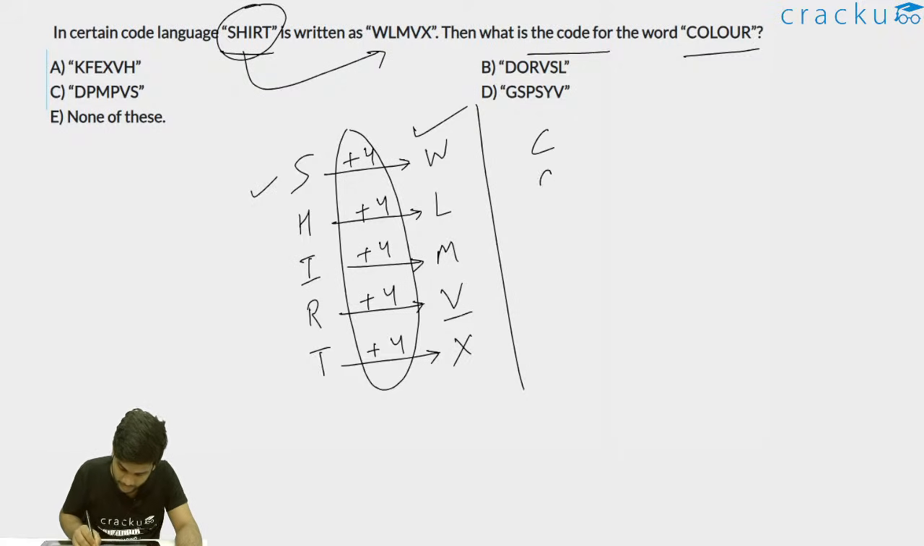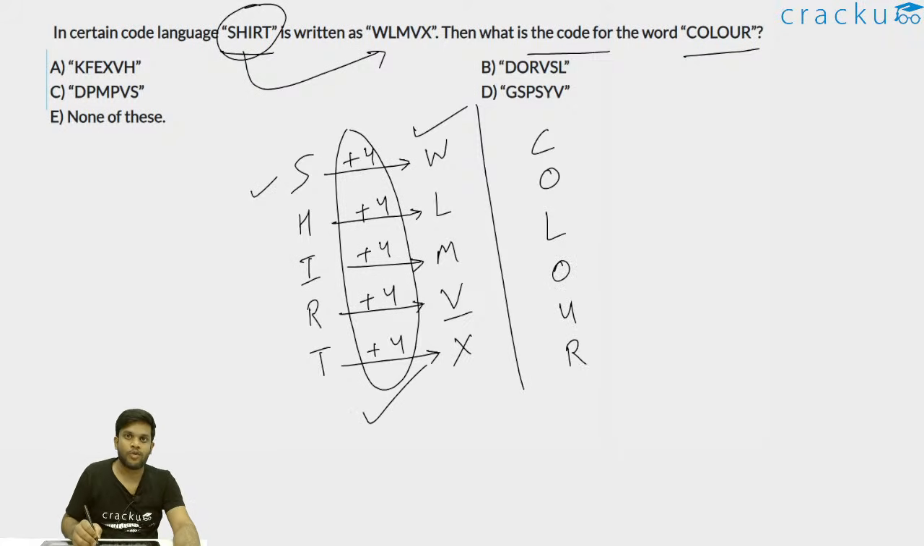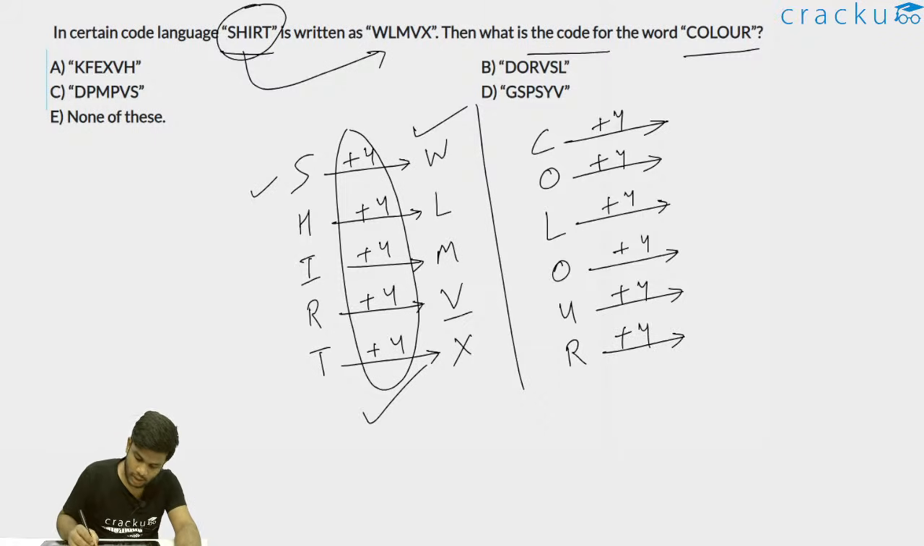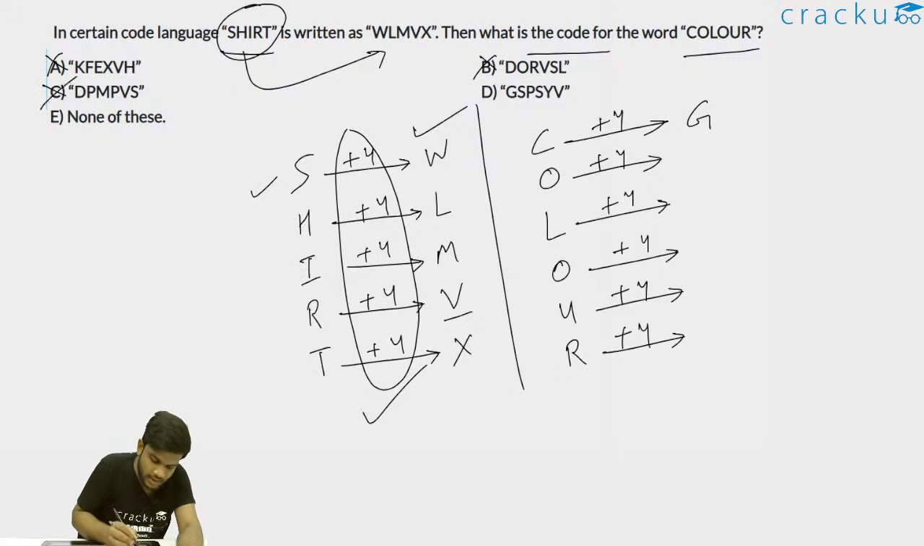Similarly for color, COLOUR, we will follow the same pattern and add 4 to each alphabet. Let's look at what is the code. After C, when you add 4, it is D, E, F and G. So we will get the first term as G. If you look carefully, options A, B and C are cancelled out because the first term is not G in any of the 3 cases. The answer can be either D or E, none of these.